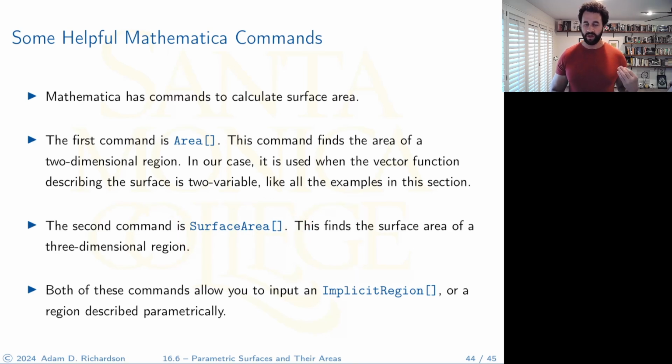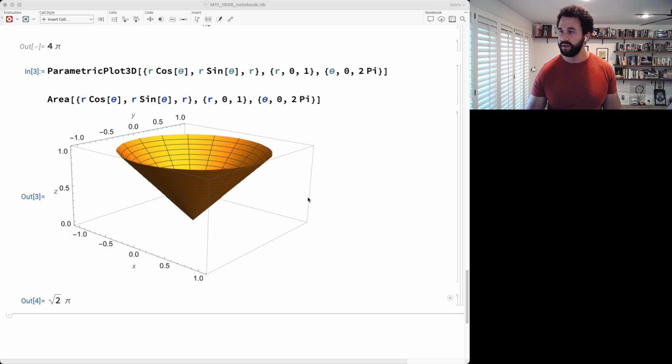That's pretty much it. What's nice is both of these commands allow you to input an implicit region. You can basically describe a region using inequalities, plug that in, and have it compute the area of this implicitly defined region. Or you can do like we did a moment ago, and like we're going to do in a moment here: just plug in the parametric equations or the vector function itself. So one other Mathematica example here, and then we'll call it a day.